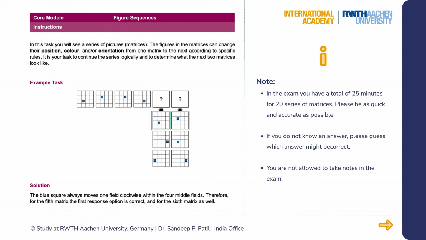And then it will again come upwards like this. So these two are the correct options. The blue square always moves in a clockwise direction within the middle four fields, we can say. So for the fifth matrix and the sixth matrix, the first option is correct. In the figure sequences section, you will have 20 series of matrices and you will only have 25 minutes. So we can say tentatively you will get only 1 minute for every question.